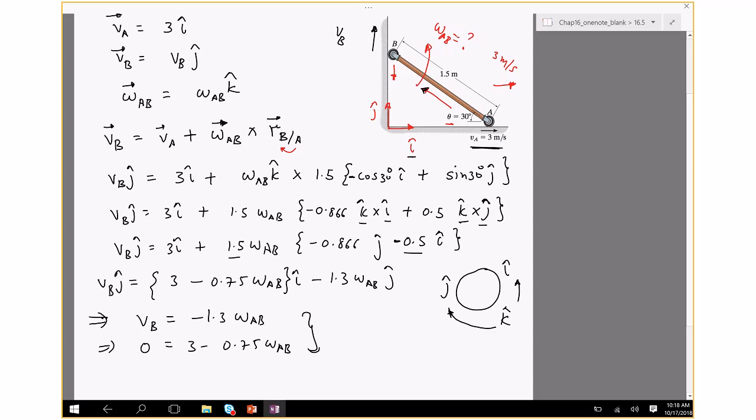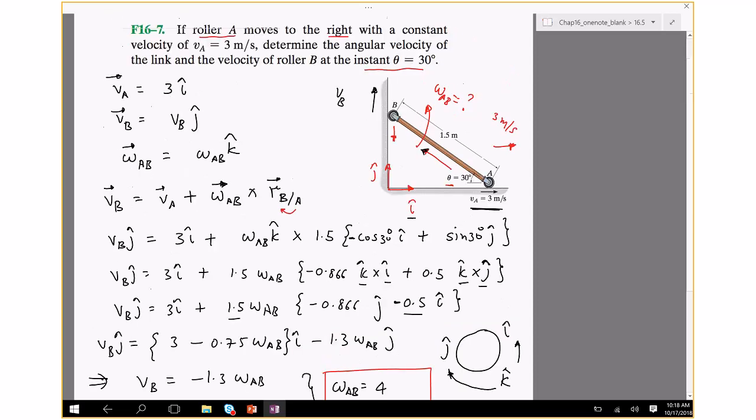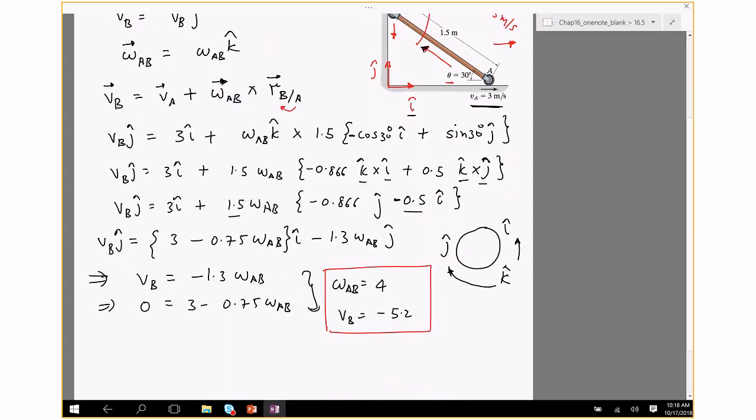We get omega AB equals 4 and VB equals minus 5.2. The minus indicates that my assumed direction was wrong. It's not upward, it's downwards, which makes sense because if you move the point A to the right, B is going to move down. What are the units for omega AB? It's meters per second and radians per second.